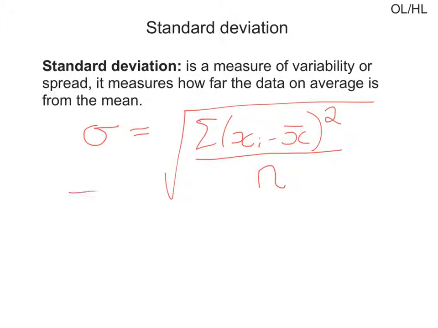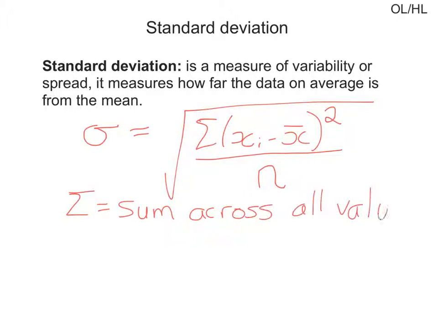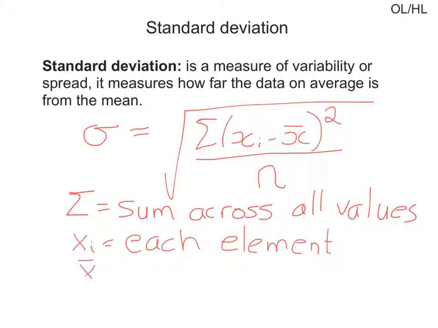In this formula, the sum symbol means we'll sum across all values. Xi represents each element in our dataset. X bar is the mean of our dataset. And n is the number of values in our dataset.